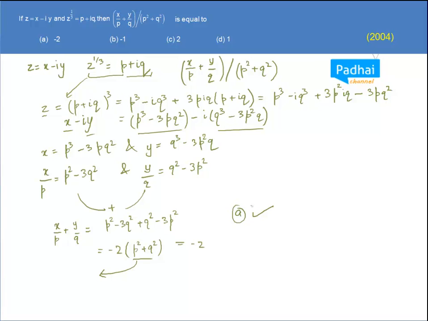Let's say 70% would be able to solve this one. The only hurdle in this one was that you have to solve it. There was no short trick involved in this question. It was a plain question where you take the cube of this term, and after that you just have to equate the real terms and the imaginary terms. Okay.